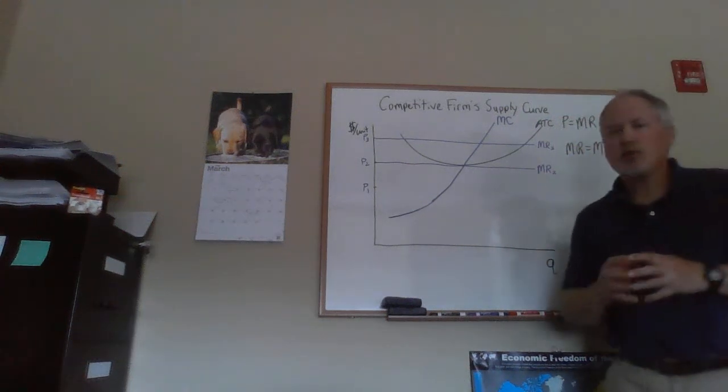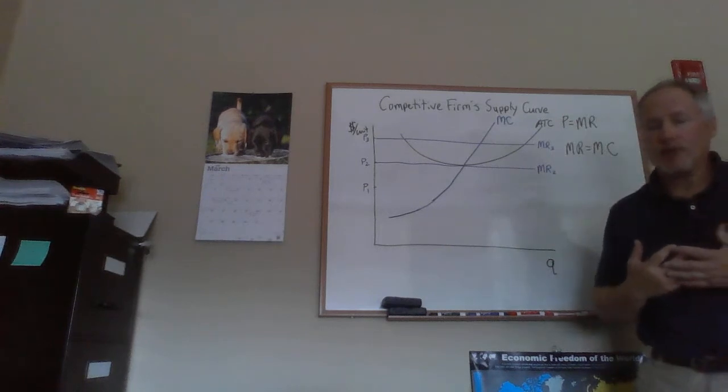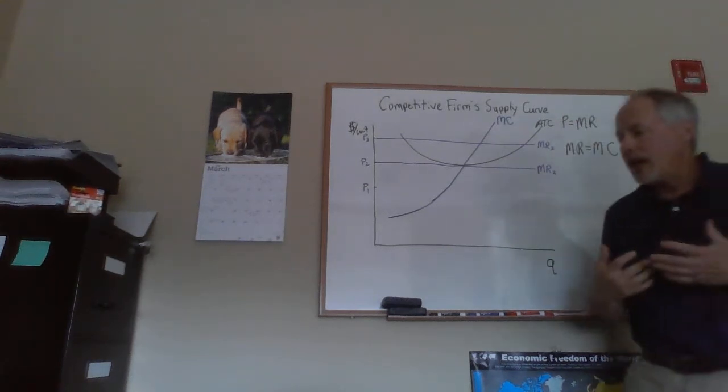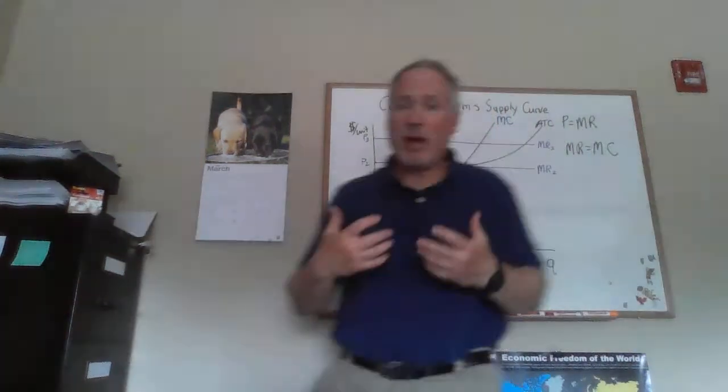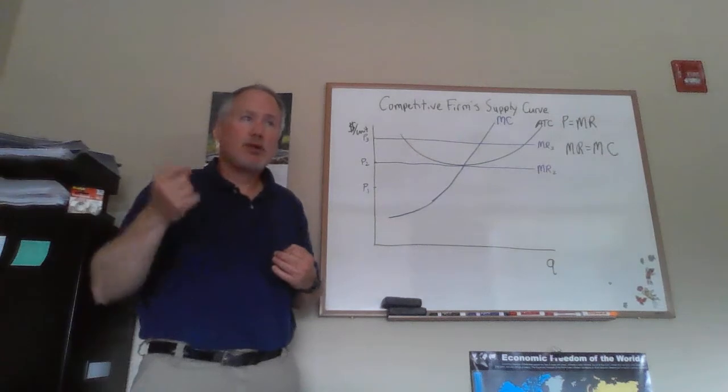Okay, this video is going to talk about a firm's supply curve, a firm in perfect competition. This is a topic from Chapter 9. In Chapter 9, we're talking about the competitive market, the competitive model, where our firms are price takers.